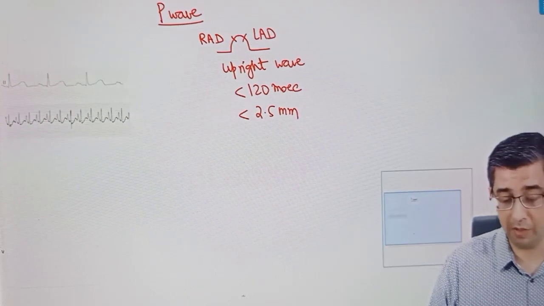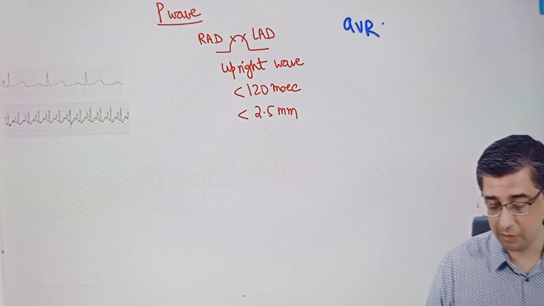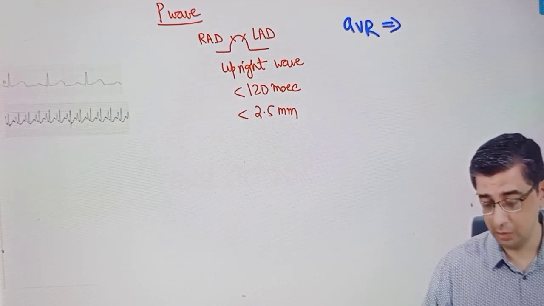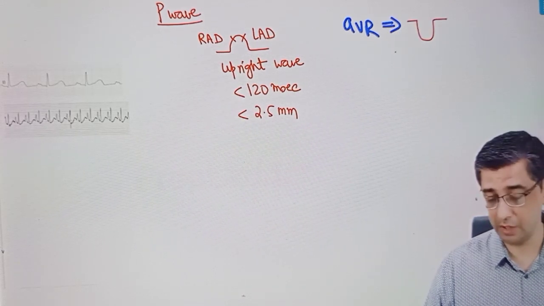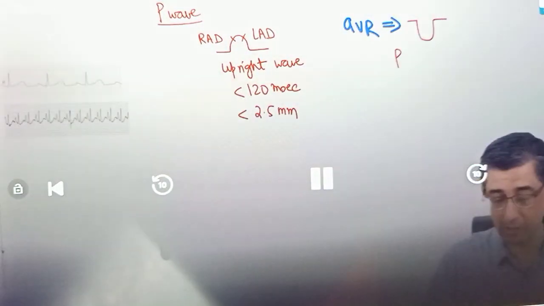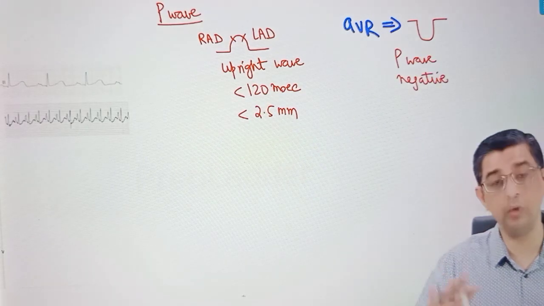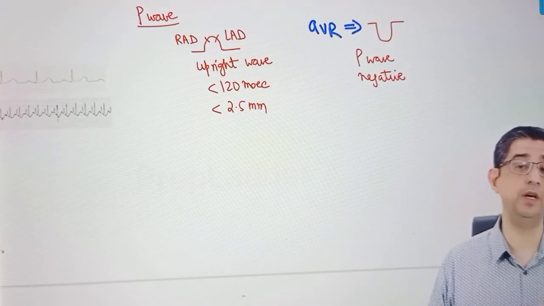P wave is positive everywhere except one. If you look at P wave with respect to AVR, you will always notice that in lead number AVR per se, the P wave will turn out to be negative. I want to repeat the fact once again. AVR is one lead where the first wave of the ECG and the last wave of the ECG, the P and the T wave, both are turning out to be negative. This is perfectly normal, guys. No abnormality. AVR tends to read the heart that way. The P and T are always negative.